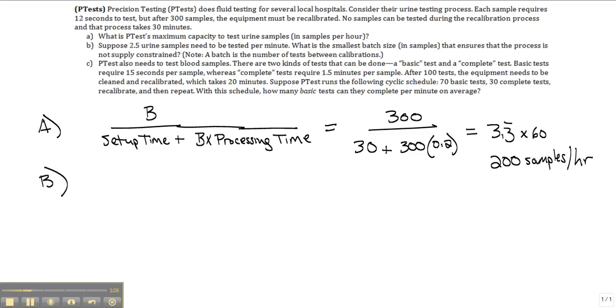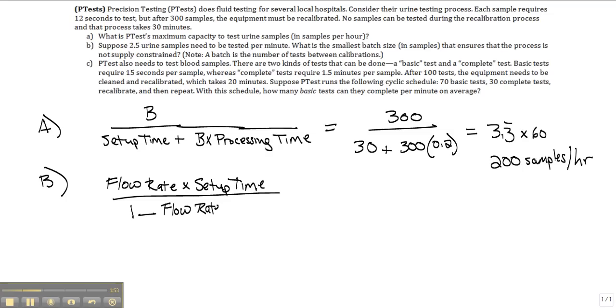For part B, we are looking to identify a batch size that will allow PTest to test 2.5 samples per minute without becoming supply constrained. For that, we'll use a different formula, which is flow rate times setup time, all over 1 minus flow rate times processing time.